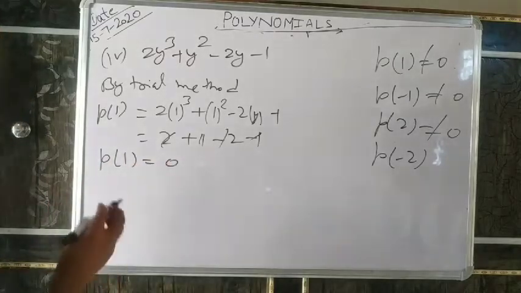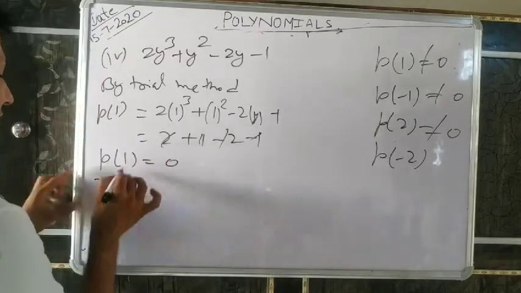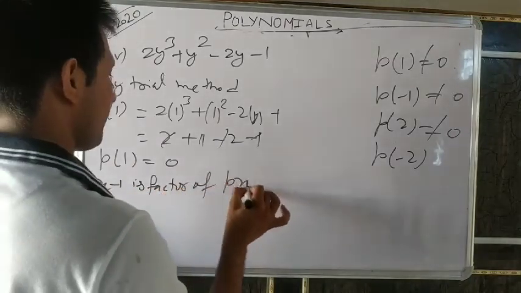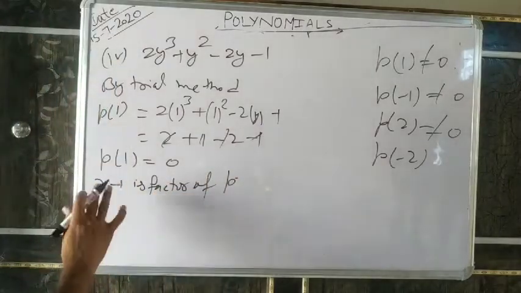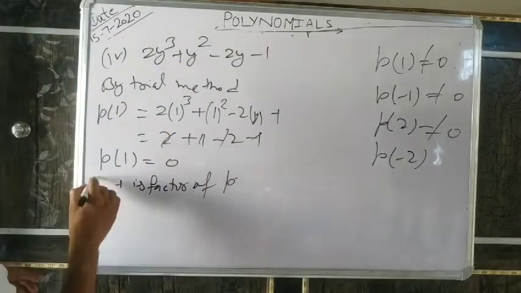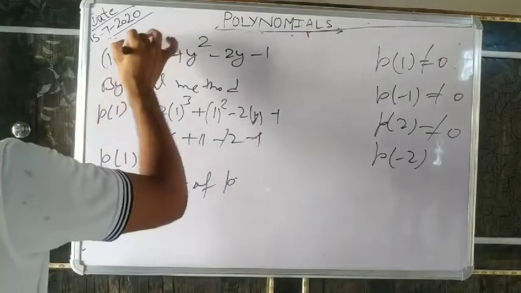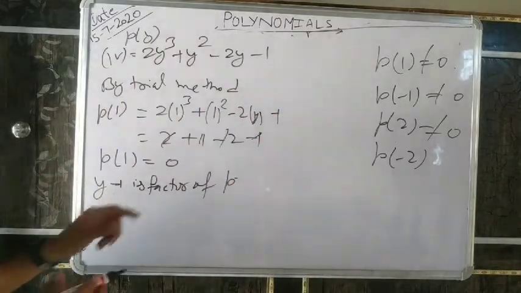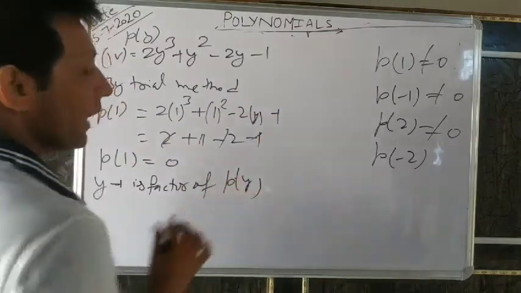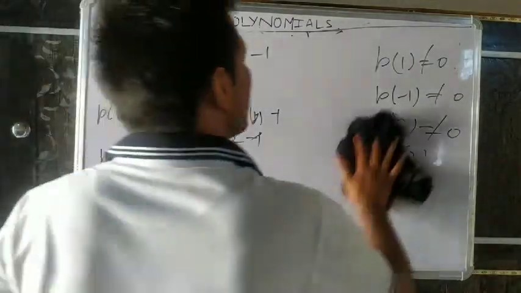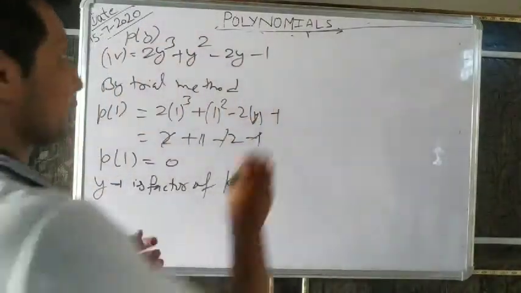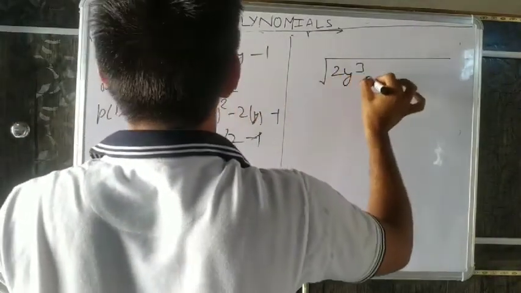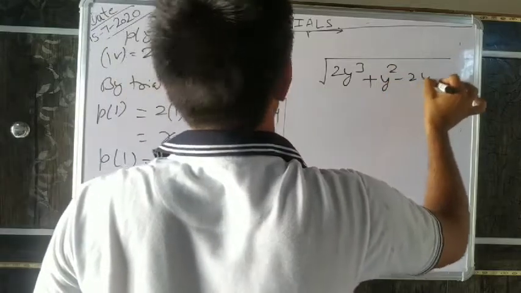If p(1) is equal to 0, it means by the factor theorem x minus this number, x minus 1, is a factor of p. Here the variable is y, so we will write y minus 1, because here it is p(y). Understand? Because all variables are given in y. So y minus 1 is a factor of p(y). And if it is a factor, we can find the other two factors. How will you find the other two factors? By dividing. So divide 2y cube plus y square minus 2y minus 1.